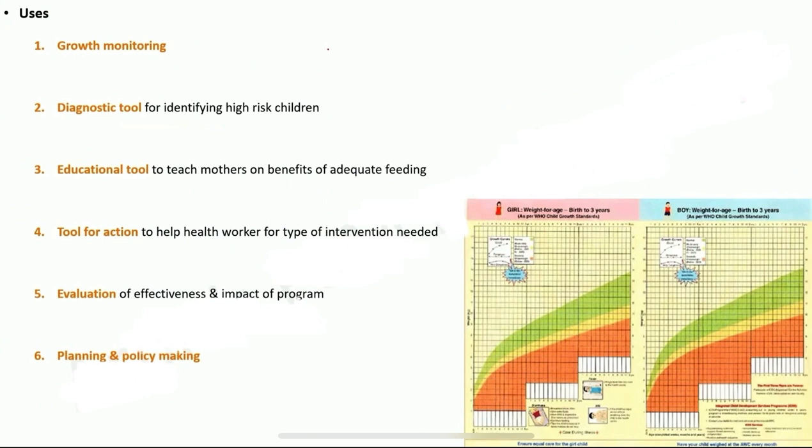Because of its visual character, the mother can be educated so that she can take care of her child. And also, we have to encourage the mother to participate in the growth monitoring. That is the education tool. It will help to teach the mother the benefits of adequate feeding. Also, you have to tell that if the mother is doing exclusive breastfeeding, and if the baby has started to lose weight, you have to teach her that now the breastfeeding is not adequate for the baby. You have to make sure you feed the baby well.